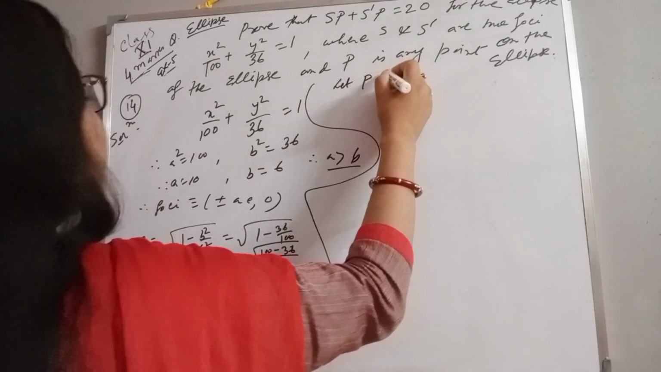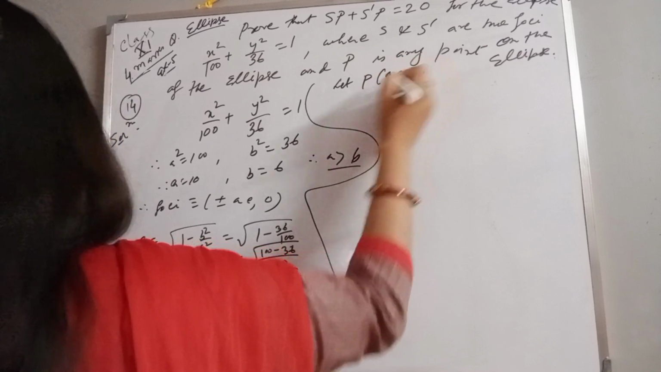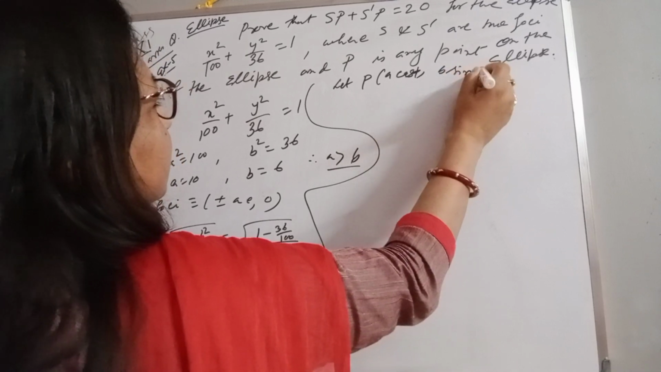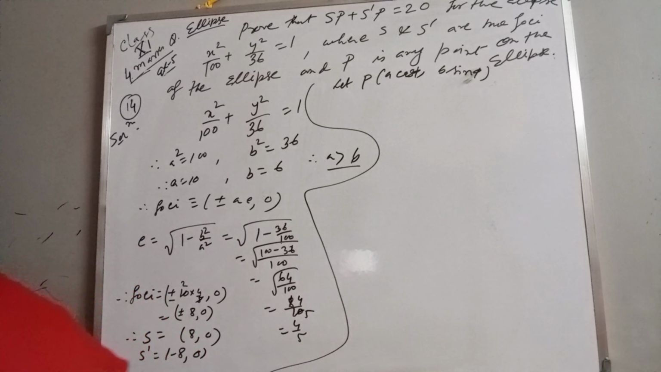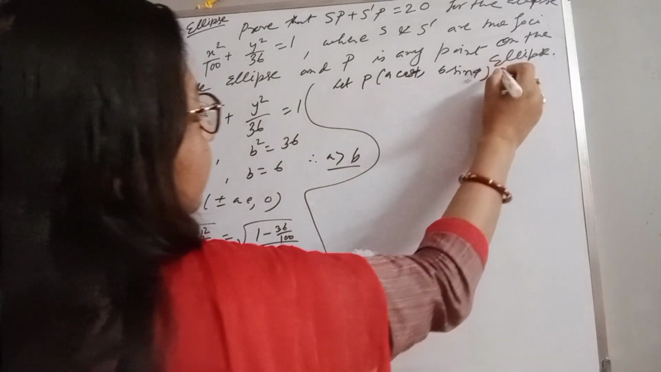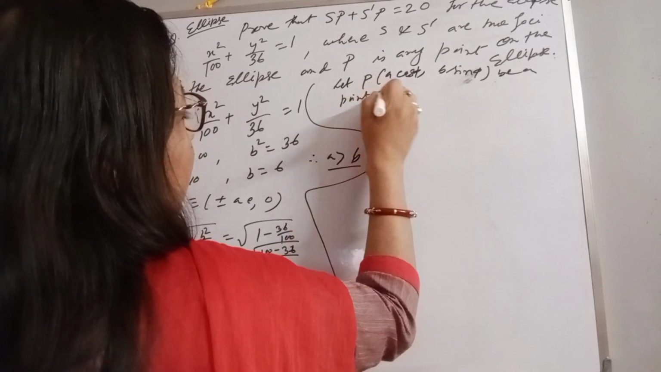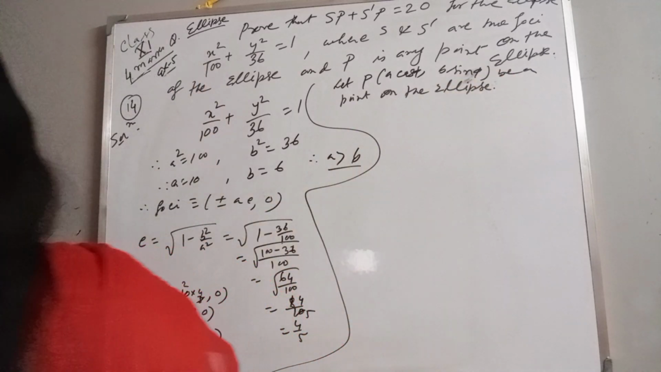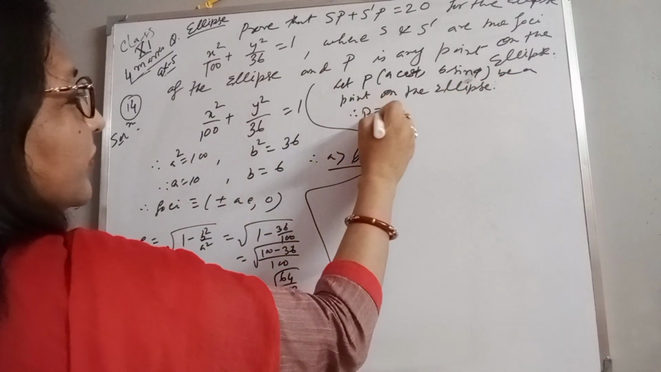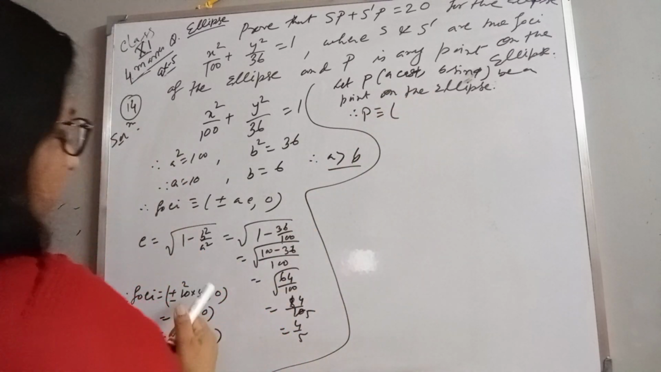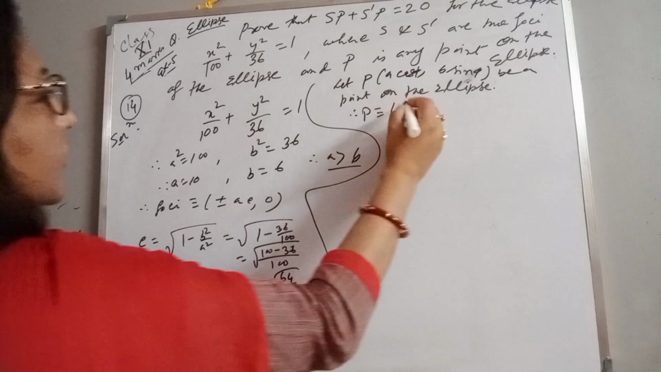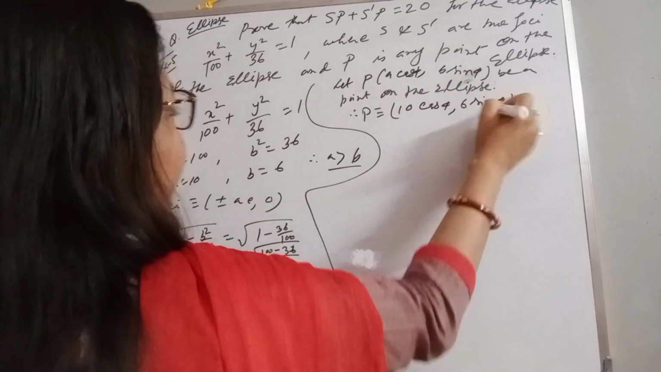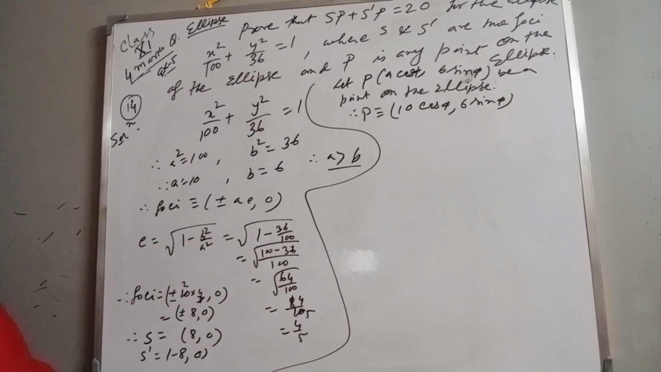P, coordinate of P, be A cos phi and B sin phi. A cos phi, B sin phi is a point on the ellipse. Let P be a point on the ellipse. Okay. And therefore, A stands for what? A cos phi. A means what? A is 10. So 10 cos phi and B is 6. 6 sin phi. 10 cos phi, 6 sin phi.